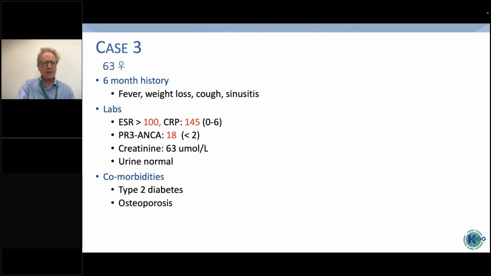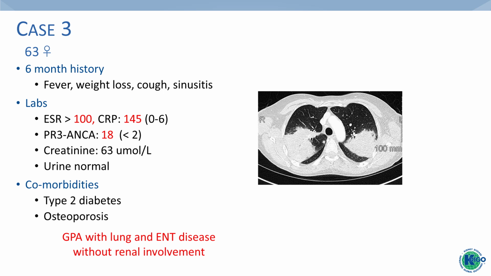So moving on to a third case, this is a 63-year-old woman with a 6-month history, again, of constitutional symptoms, but here with cough and sinusitis, reflecting pulmonary and ear, nose, and throat involvement. She has elevated inflammatory markers and a positive PR3 ANCA, but no evidence of kidney disease. Serum creatinine was 63, urine was normal. She has significant comorbidities of type 2 diabetes and osteoporosis.